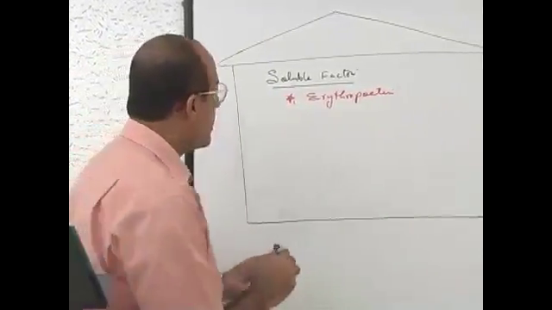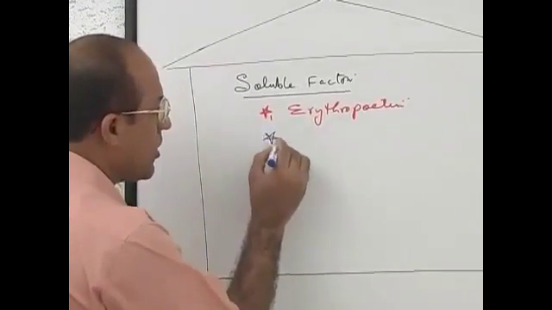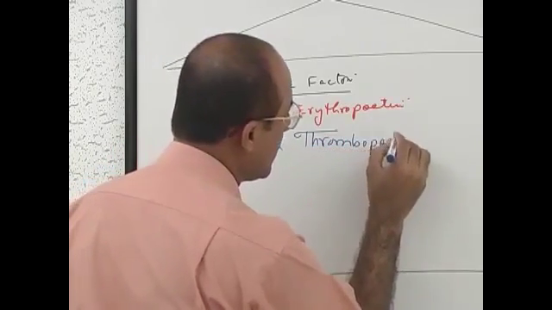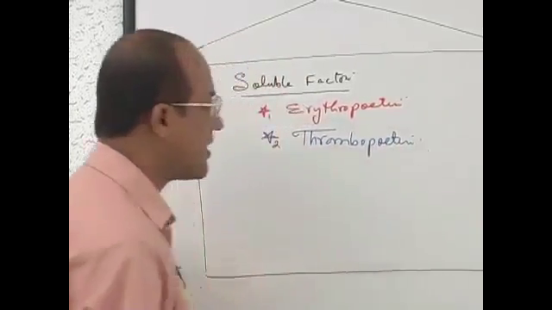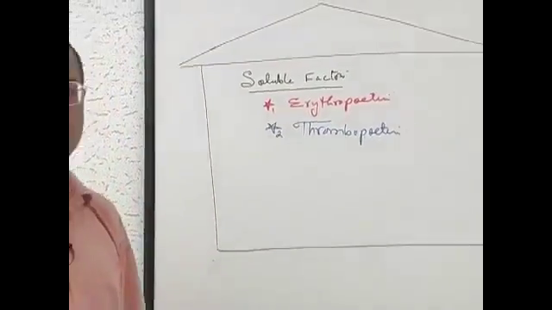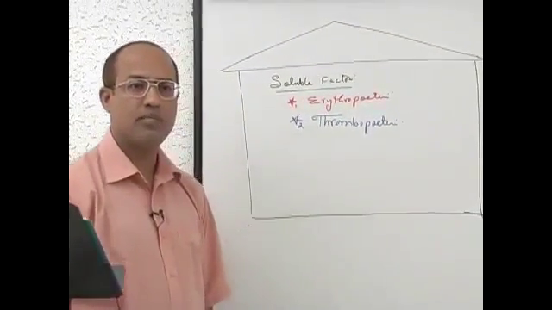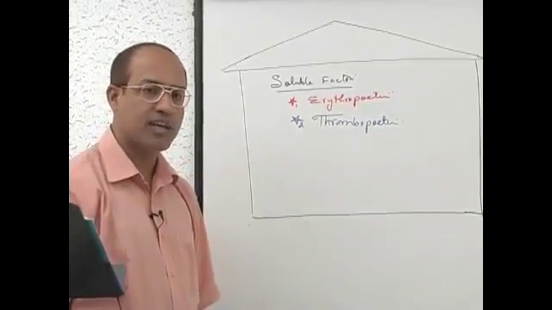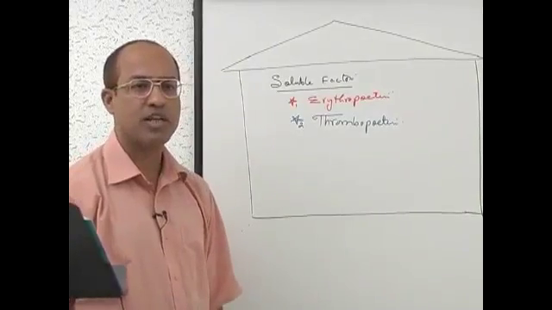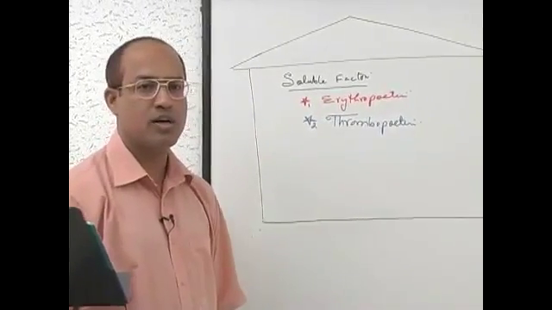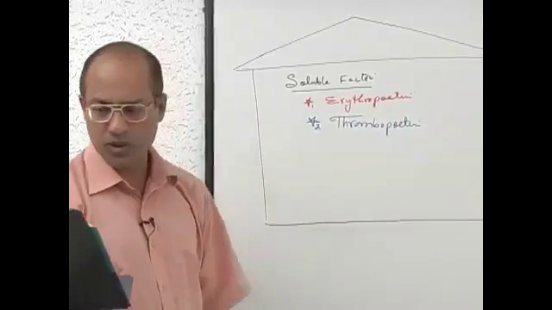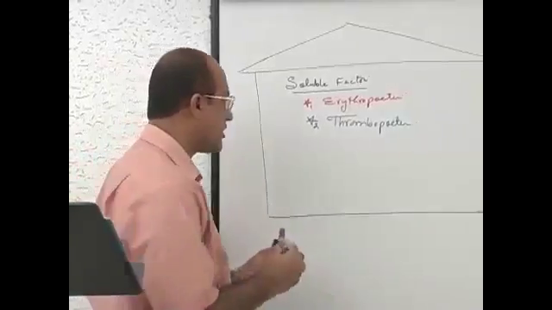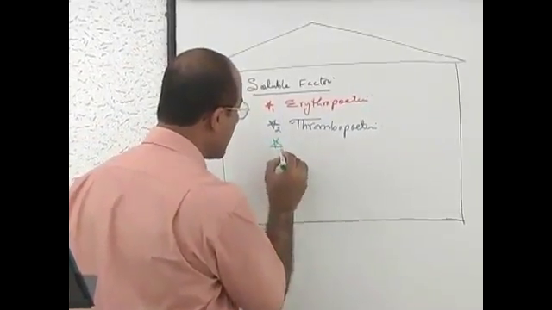Then thrombopoietin is also now available. Thrombopoietin is a soluble factor which helps in the proliferation and differentiation of the megakaryocyte system, and it helps in production of thrombocytes, that is platelets. Thrombopoietin is also available commercially, and it is used in some types of thrombocytopenias. Right?